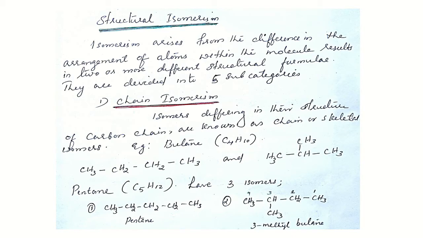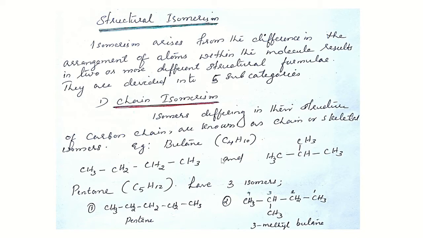And this phenomenon is known as chain or skeletal isomerism. The simplest molecule that exhibits this type of isomerism is butane. You can see C4H10. C4H10. You can see CH3, CH2, CH2, CH3. That is one way of representation. It's a long chain, right?